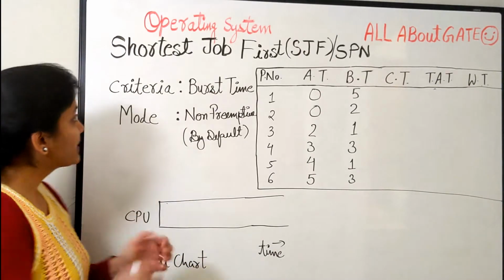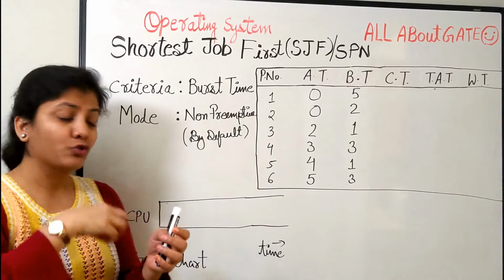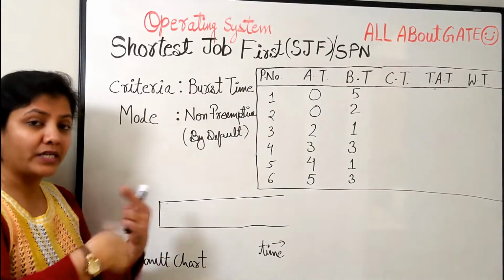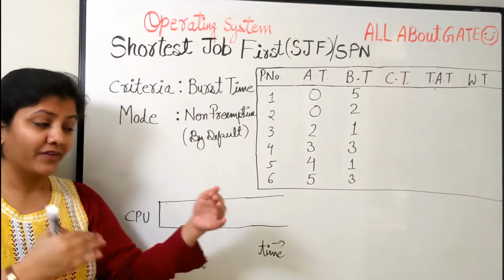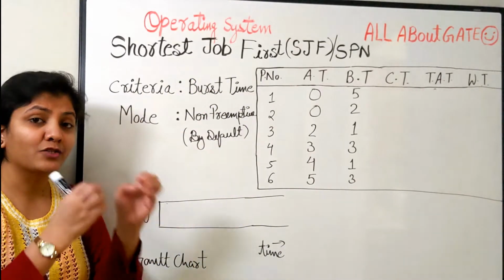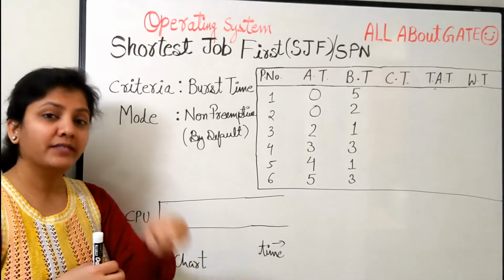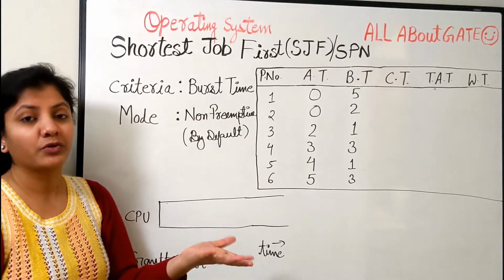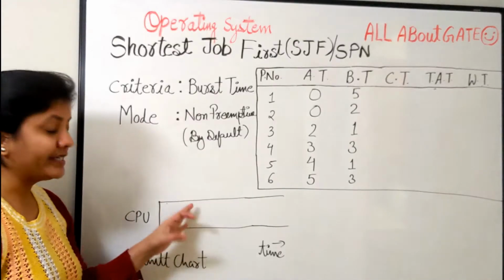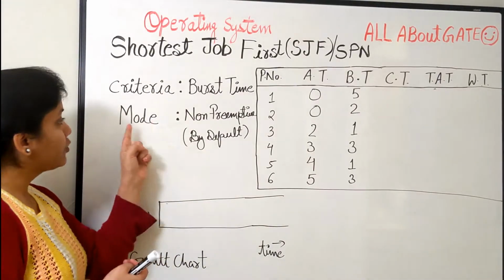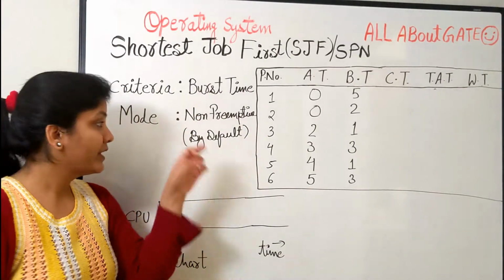So the criteria for this algorithm to find the process to be scheduled on the CPU is the burst time. By the name you can understand, out of the available processes, whichever process has the smallest or shortest burst time would be picked up by the CPU scheduler, or the short-term scheduler, and allocated the CPU. And the mode of execution for this algorithm is non-preemptive mode, by default.